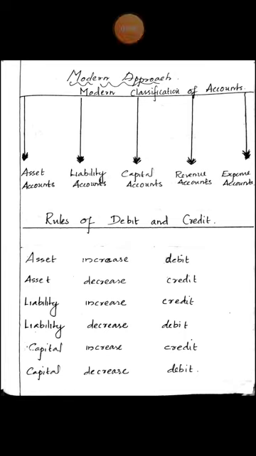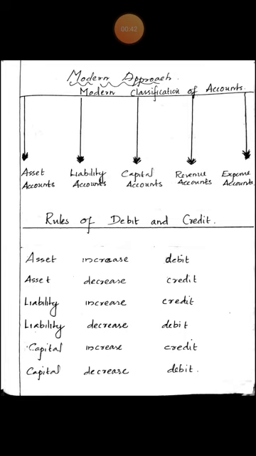Next is the modern approach, or modern classification of accounts. We are following modern classification of accounts. Under modern classification of accounts, accounts are divided into asset accounts, liability accounts, capital accounts, revenue accounts, and expenses accounts.